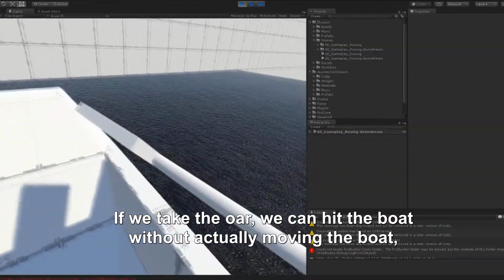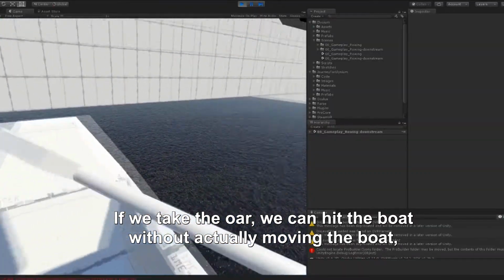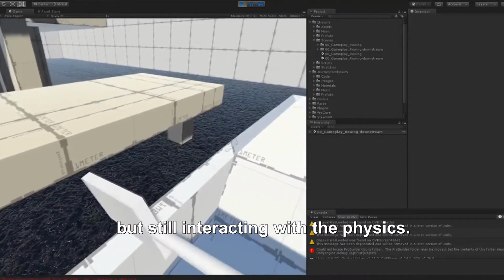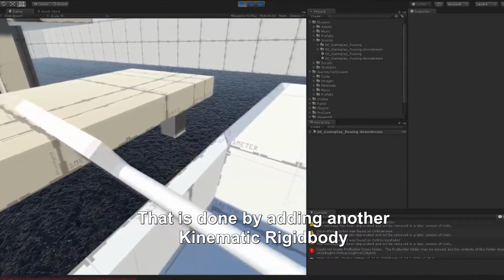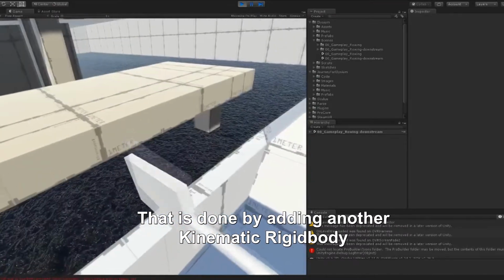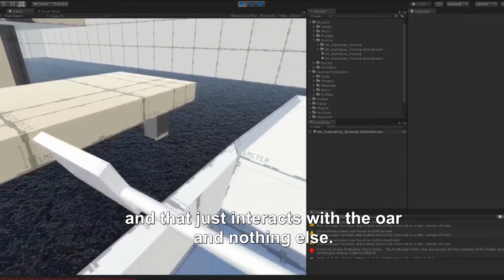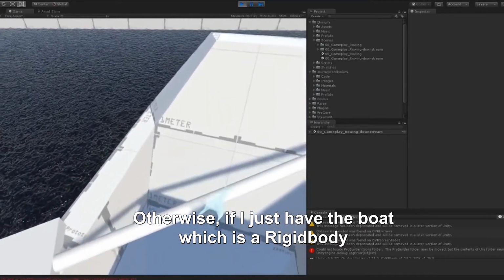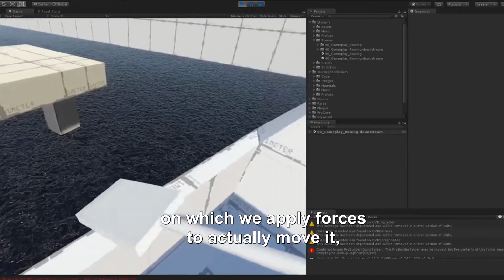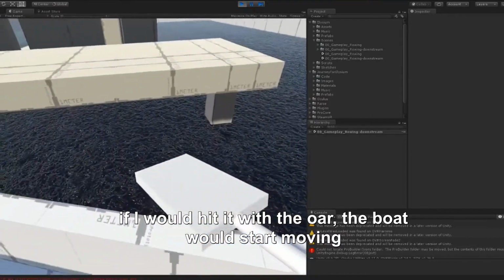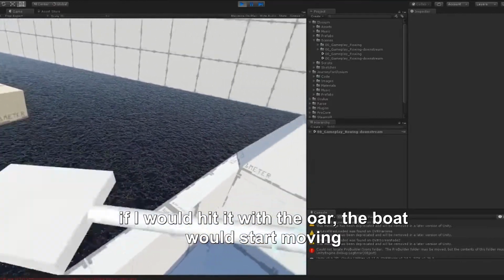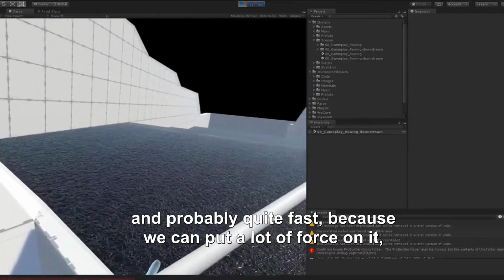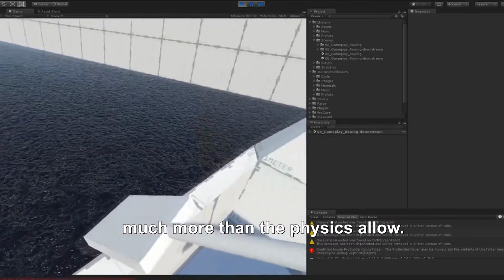So if we take the oar, we can hit the boat without actually moving the boat, but still interacting with the physics. That is done by adding another kinematic rigid body that we move ourselves, and that just interacts with the oar and nothing else. Otherwise, if I would just have the boat, which is a rigid body which we apply forces to actually move it, the problem is if I would hit this with the oar, the boat would start moving, and probably quite fast, because we can put a lot of force on it, much more than what the physics allow.